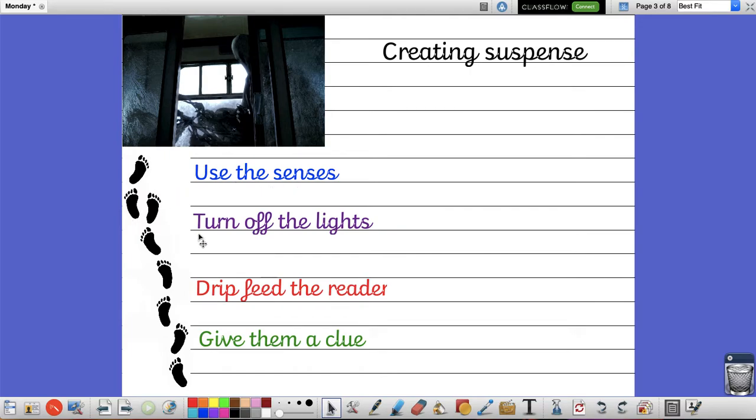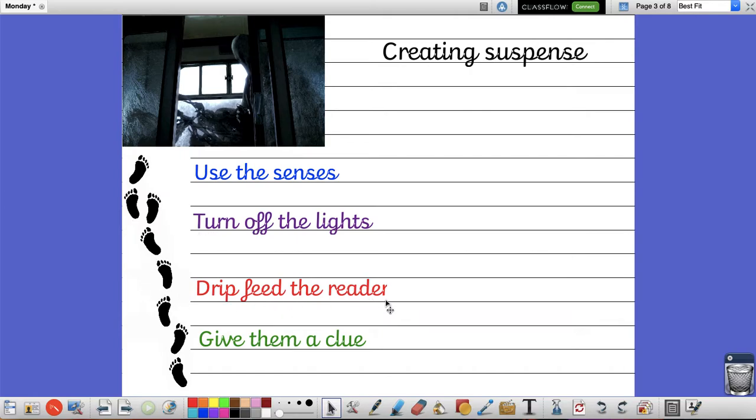We also use something called turn off the lights. And what that means is that we create that unknown. So we don't give too much away. We don't explain exactly what the person has seen, but we describe it in detail, enough that they know what they're looking at, but not enough that they know exactly what it is.